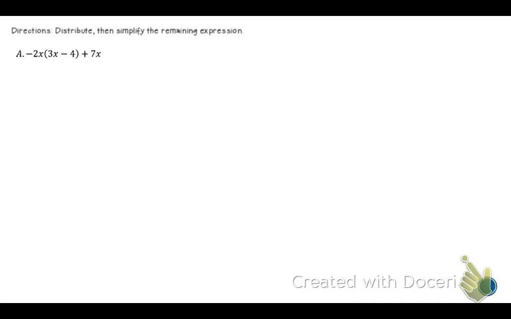Okay? Now let's look at this. So we have to distribute and then simplify the remaining expression. So this goes back to PEMDAS, so we do parentheses first. So negative 2x times 3x, negative 2x times negative 4. That's negative 6x squared plus 8x, then plus 7x. 8x plus 7x, that's 15x.